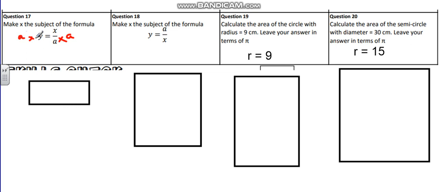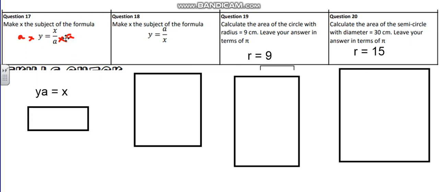Okay, so I end up with a times y on the left hand side and just x on the right hand side because the a's are cancelled. So that's done. I've made x the subject. I've left x on its own. That's fine. So ay equals x or ya equals x, it doesn't matter. In fact, we would normally write it as ay, but it doesn't matter if we've got it the other way around. It means the same thing.